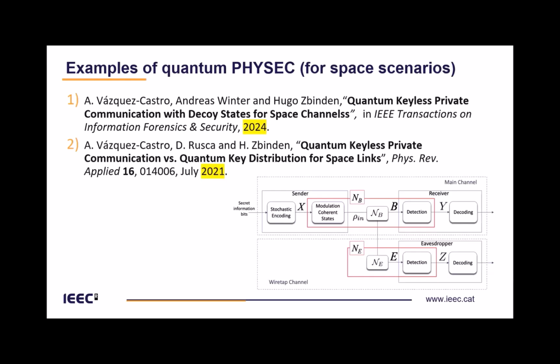Yes, yeah. So then you see, this is the system model for these protocols. So you have coherent states that you modulate, and then you have the quantum channel, the legitimate quantum channel, and the eavesdropper's quantum channel. So in principle, also very similar to the quantum phase of quantum key distribution.